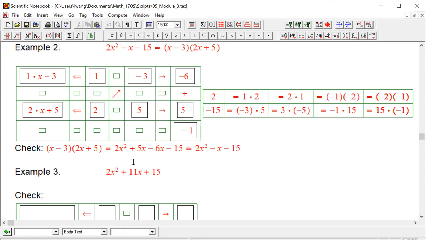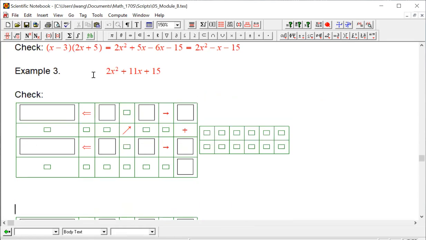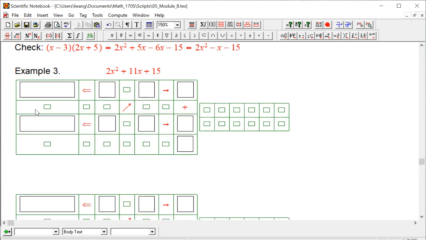Okay, and checked. Okay, so let's look at example number 3. Check it later. 2 has all these options, right? 1 times 2, 2 times 1, and all of that stuff, right? So 2 equals 1 times 2, right? So you don't have to write out all of them, but let's look at 15.